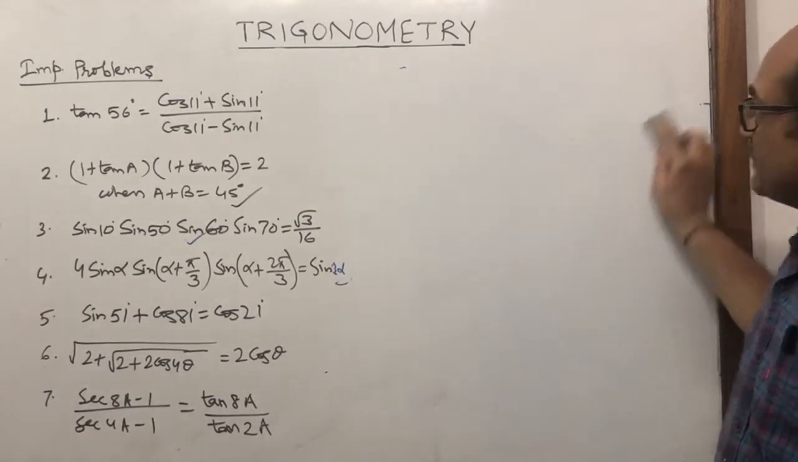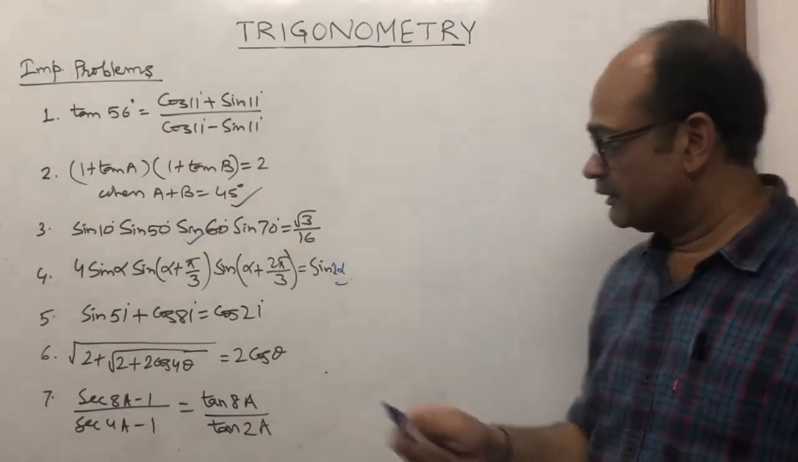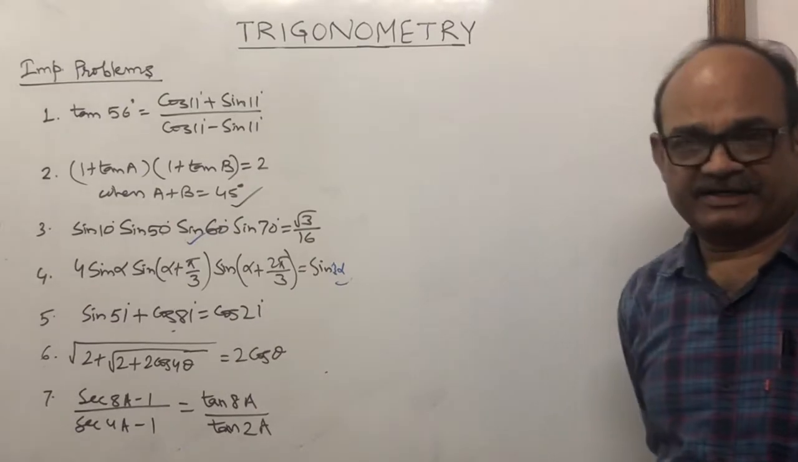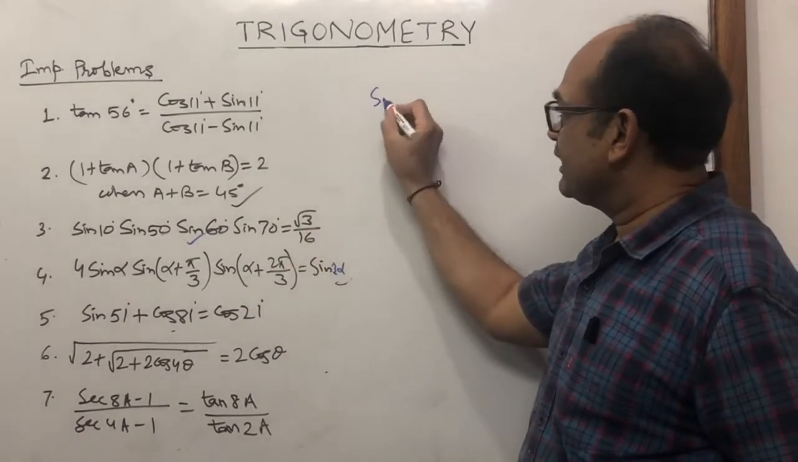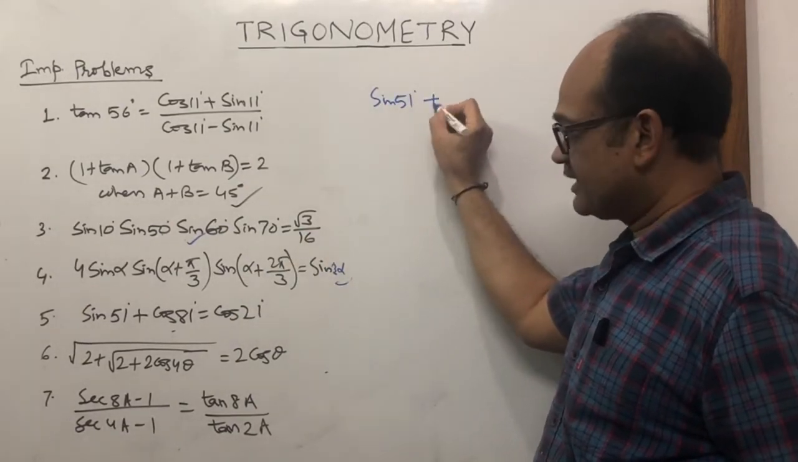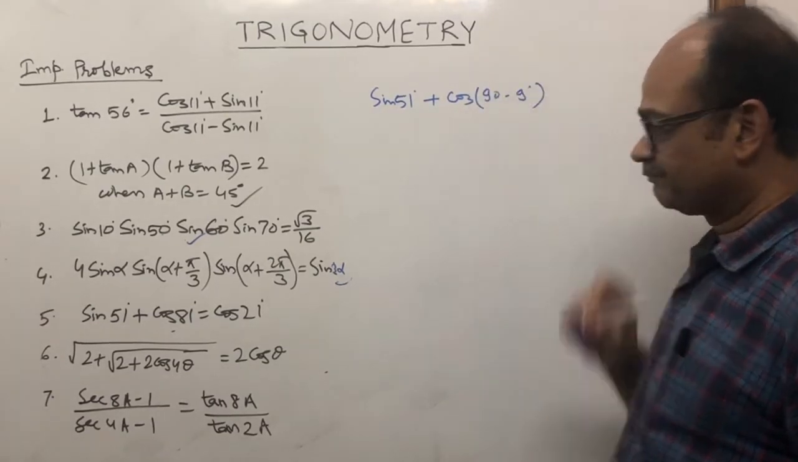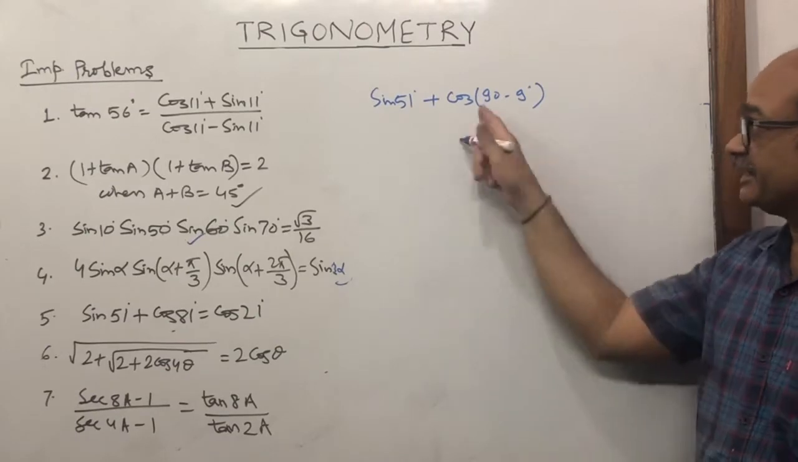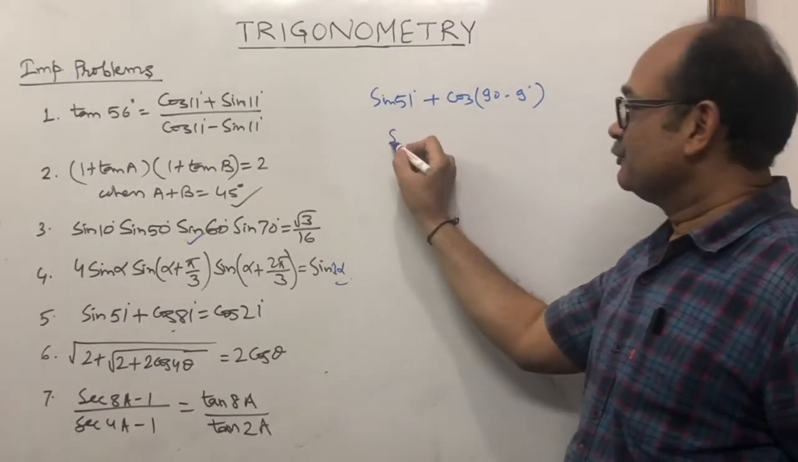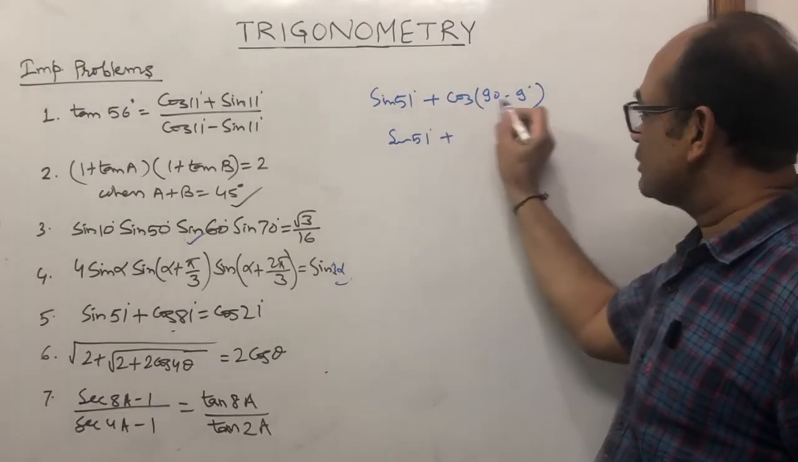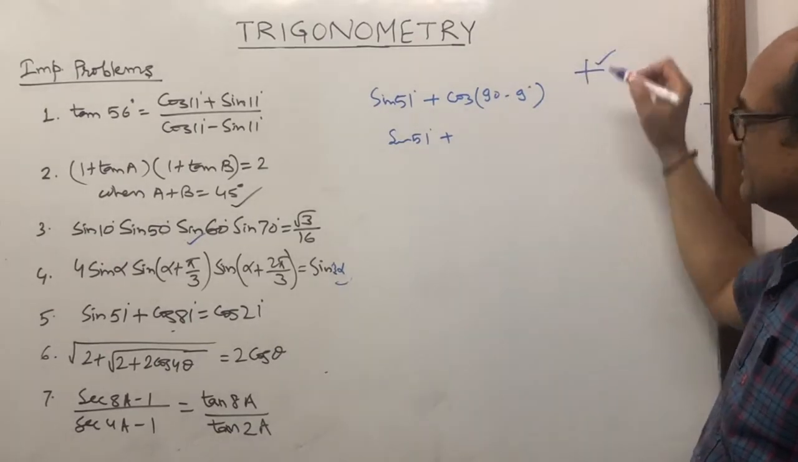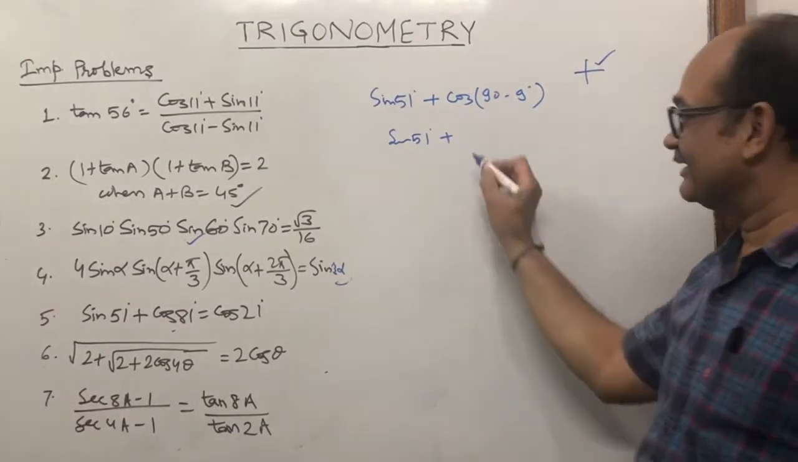Based on simple complementary angles, sine 51 as it is, and cos 81 we can write as cos(90 minus 9), because 81 means 90 minus 9. And you know very well, class 10th, that cos(90 minus theta) is sine theta.